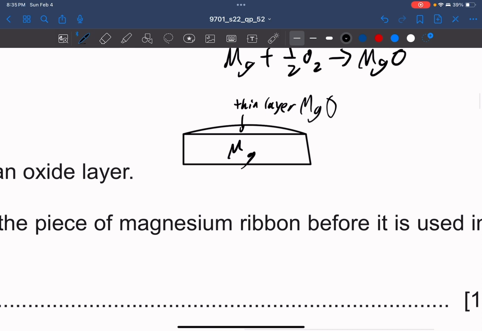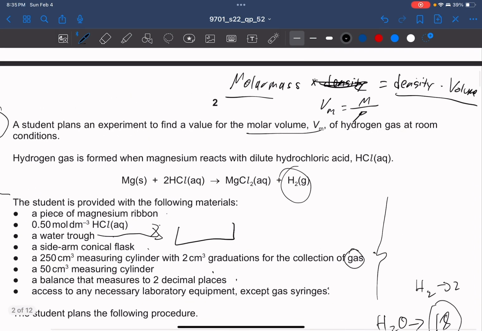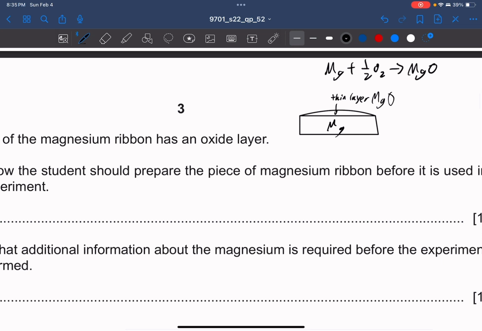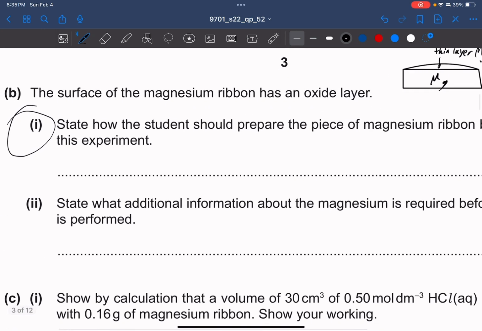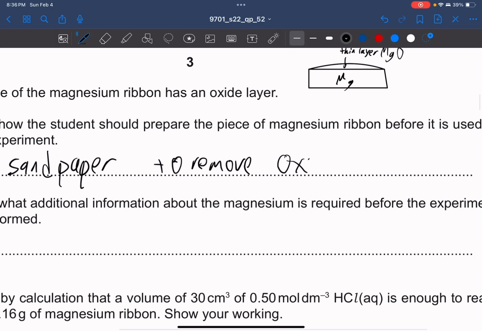So obviously, if we want the reaction to be full magnesium here, then it means we have to get rid of that. And the way we get rid of that is, because this layer is very thin, we can actually use sandpaper. So use sandpaper to remove oxide layer.